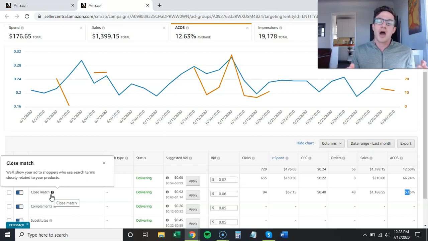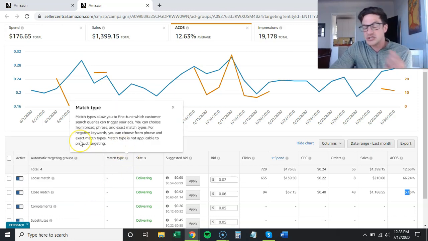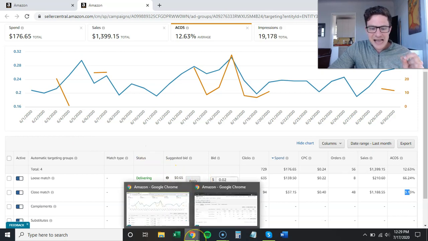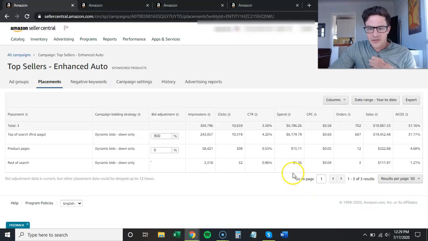If you have a new product, push this hard right away. If you have an existing product, do this as well, because it's going to give you some new keywords that you haven't previously seen before. So this is my one example, and then my second example is going to be in another account.